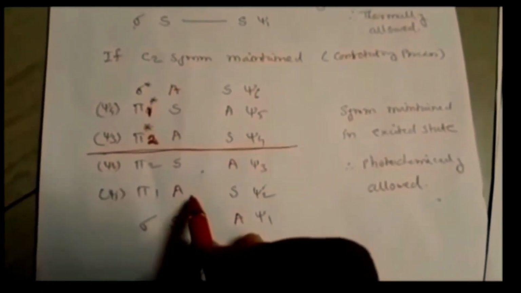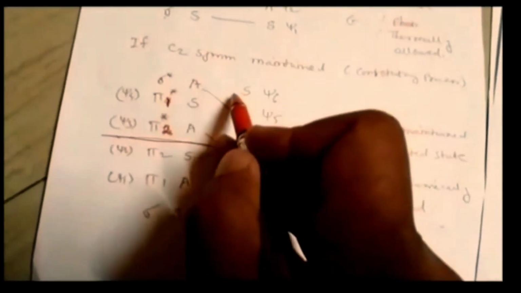Now this is asymmetric, asymmetric. This is symmetric, symmetric. This is asymmetric, asymmetric, symmetric, symmetric. Then asymmetric with symmetric, this matching is not possible. See here, asymmetric, asymmetric, symmetric, symmetric. But symmetric with asymmetric, this matching is not here.